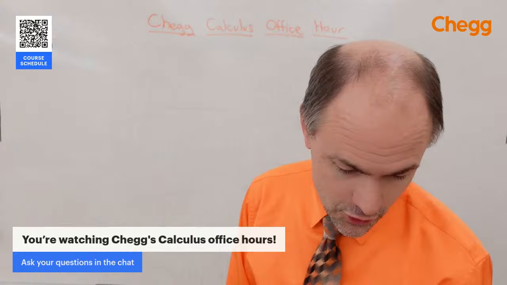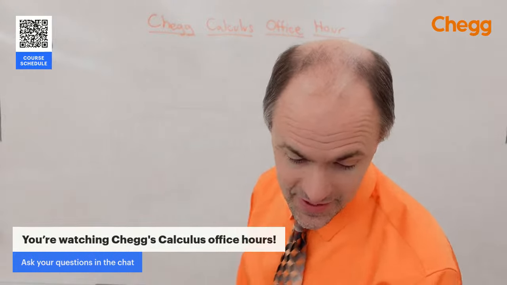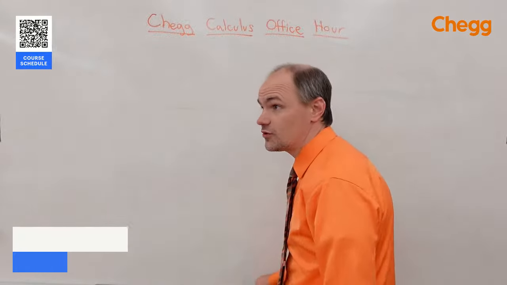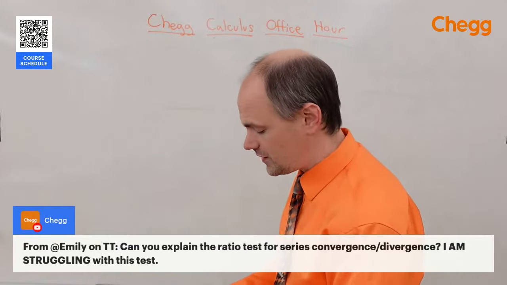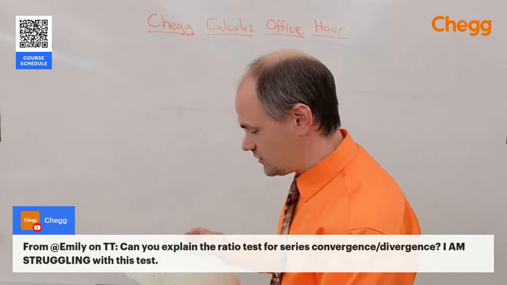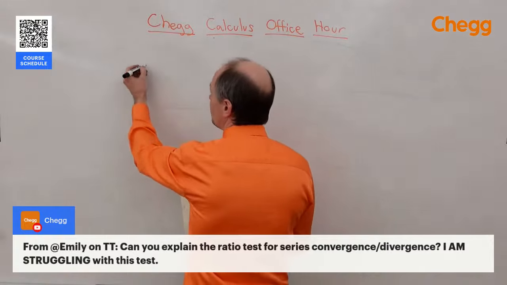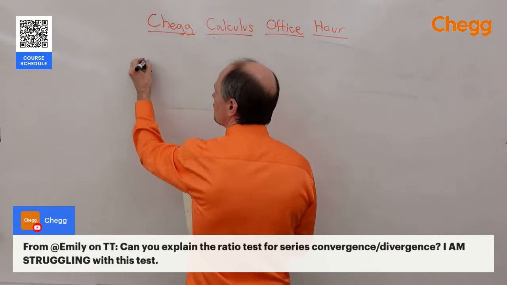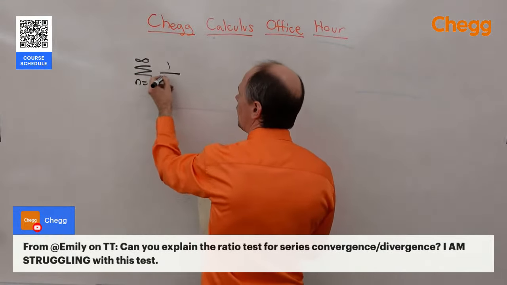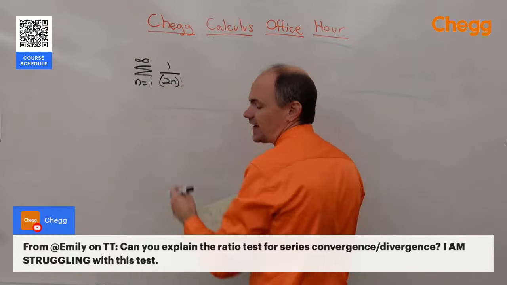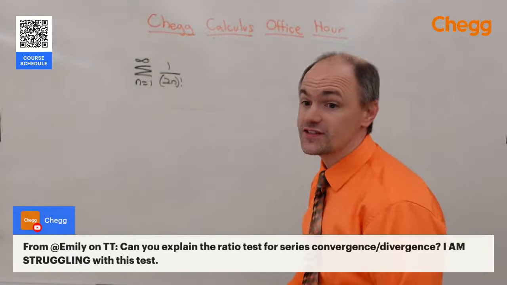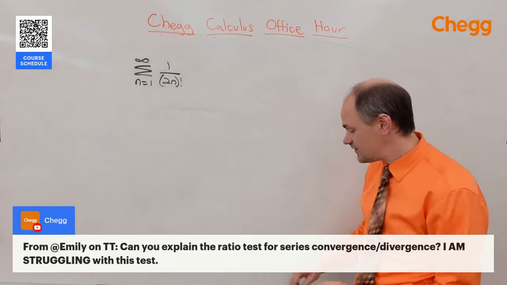I never did a ratio test for Emily. Emily, I hope you're hanging out. We're going to do a quick ratio test to wrap this up because I promised you a ratio test problem and I'm going to deliver on it. So let's say we want to figure out the sum as n goes from 1 to infinity of 1 over (2n) factorial. We want to know if this converges or diverges.